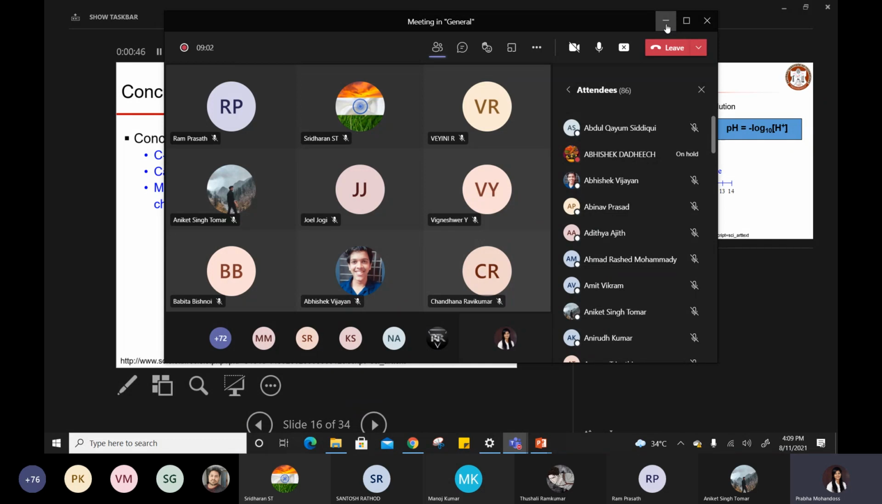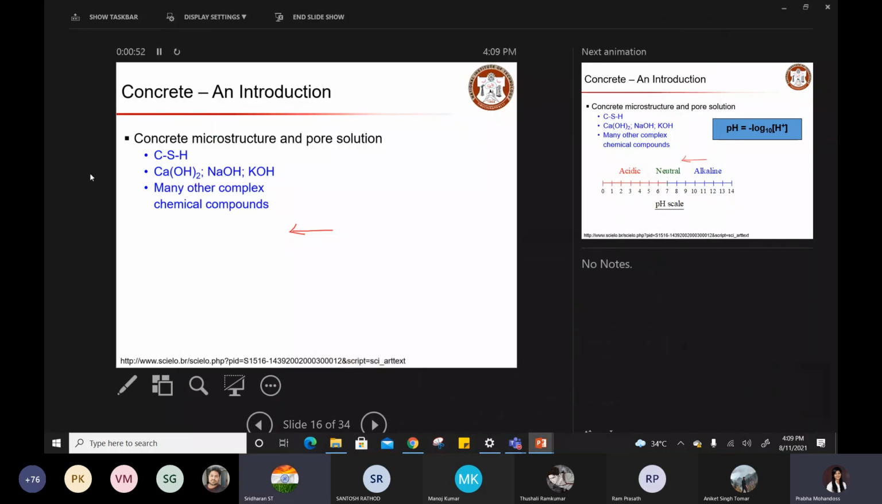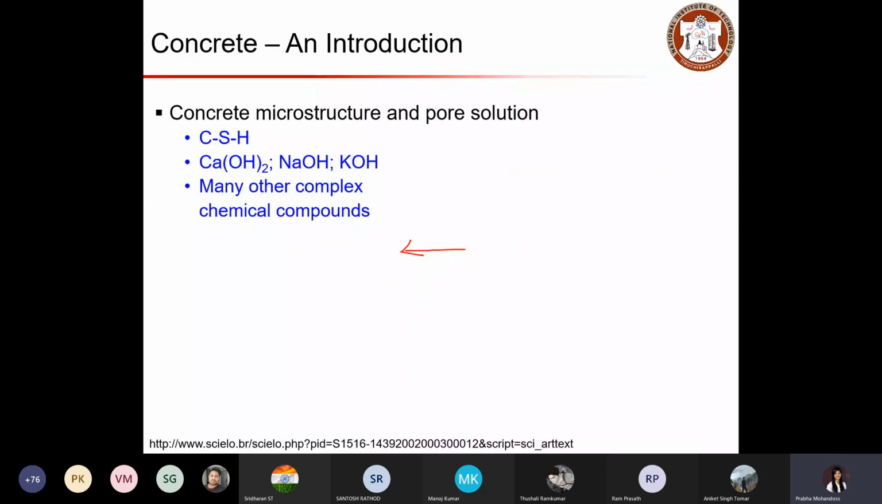So when we have such a mixture, the reaction takes place. Due to that reaction, we get some hydrated products in the form of CSH and calcium hydroxide, sodium oxide, potassium oxide, right? So remember or not? So in this reaction, you get the CSH gel and calcium hydroxide and sodium hydroxide and potassium hydroxide. So these are the elements that we have, right?